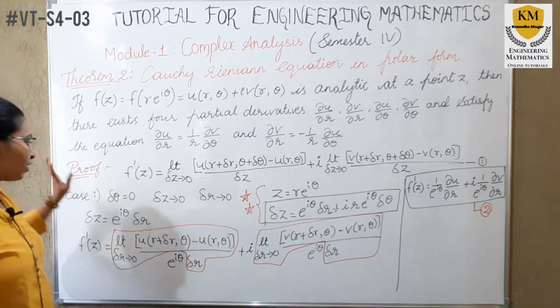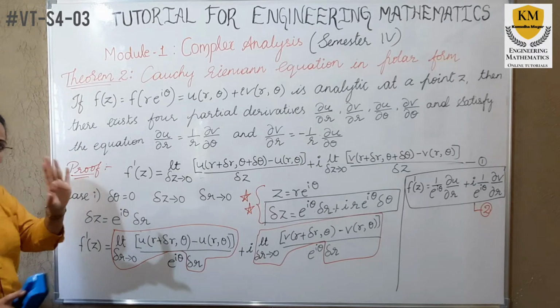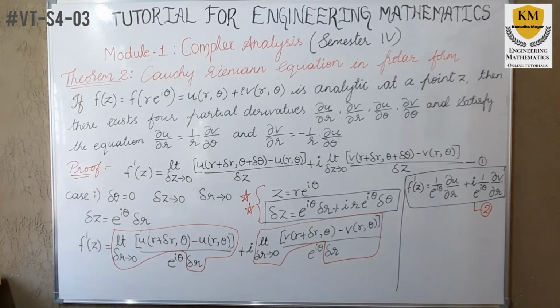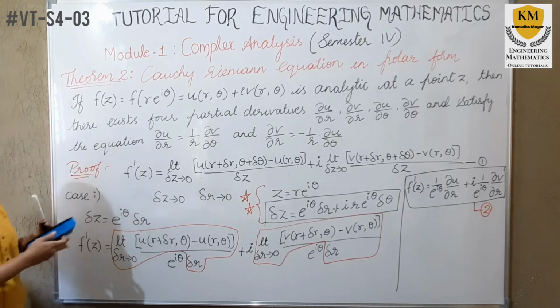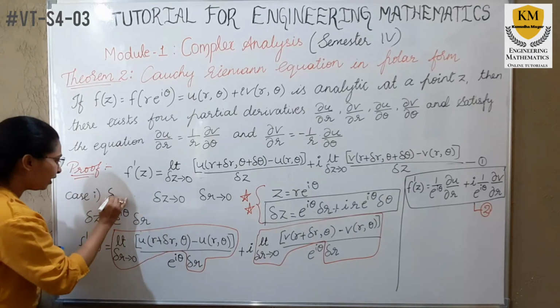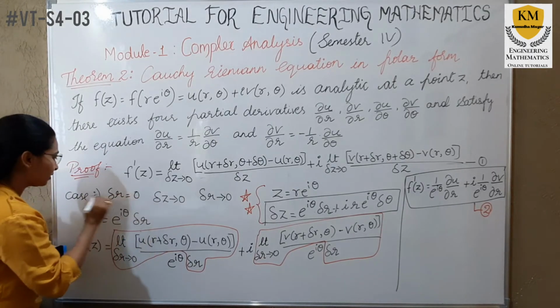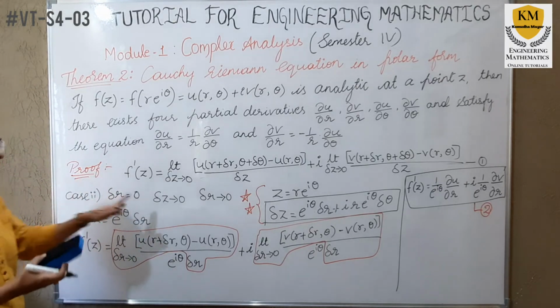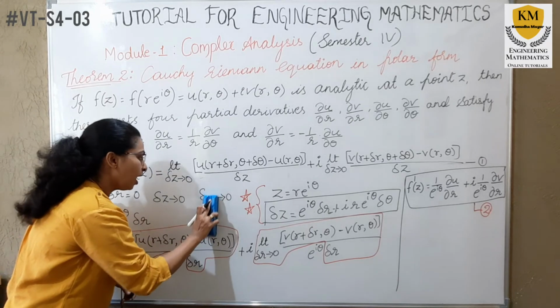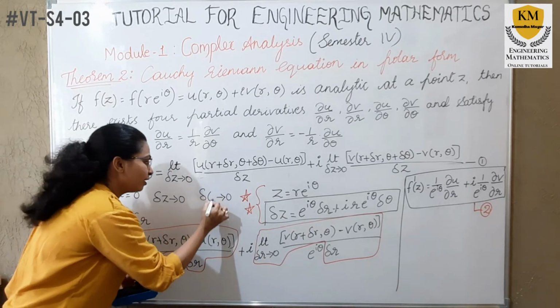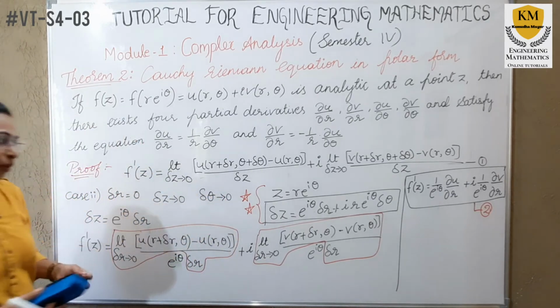Let us move forward to case 2. What I am going to do, observe only the changes. So del theta I have considered as 0. Instead of del theta, I am considering del r as 0. This is case 2. Got it? So since del z tends to 0, instead of del r, I am going to make del theta as 0. That's it.